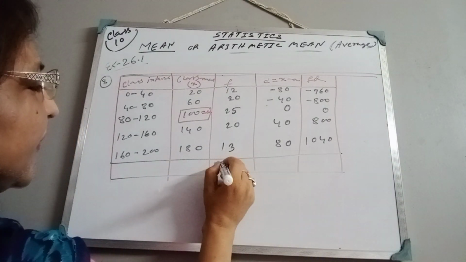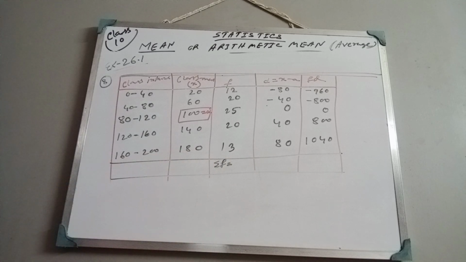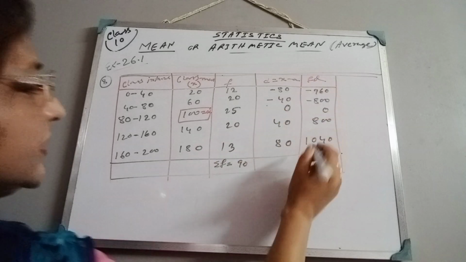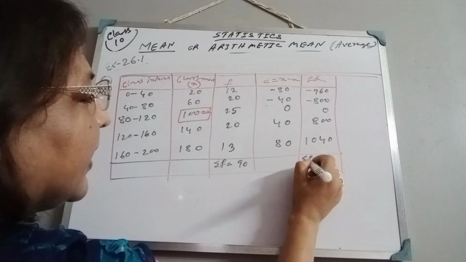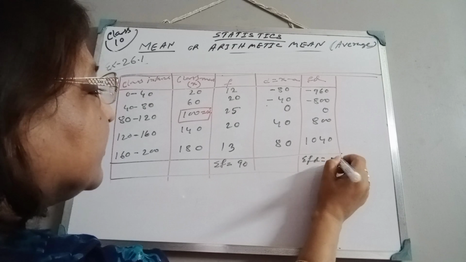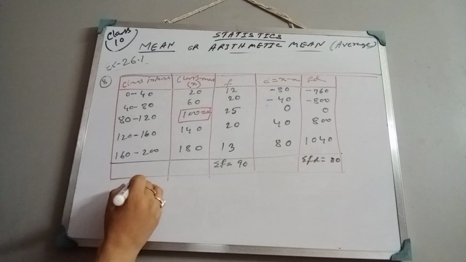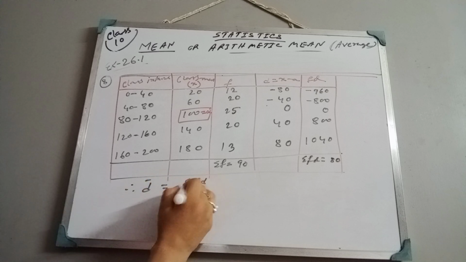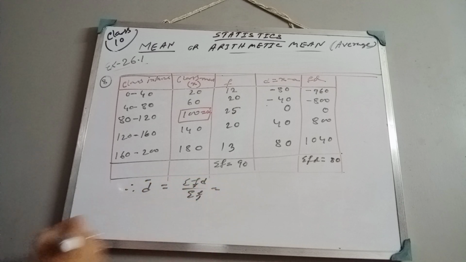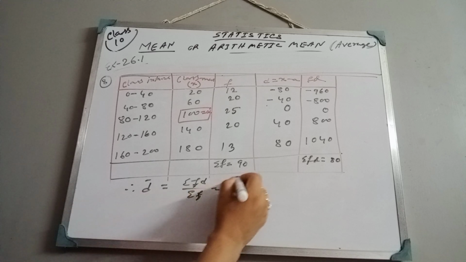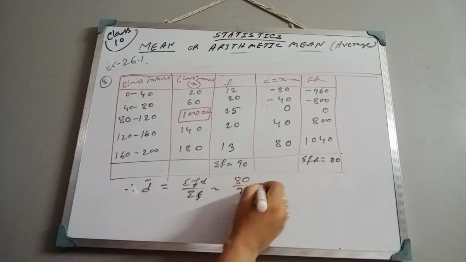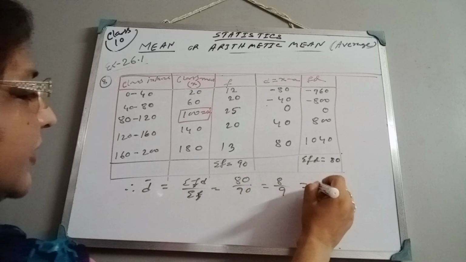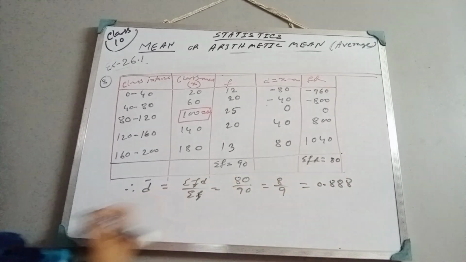Okay. Now first find sigma f. Sigma f is how much? That is equal to 90. Add all this, get 90. And sigma fd, add all this, sigma fd is coming 80. Therefore, at first we have to find d bar, that is sigma fd by sigma f. Sigma fd is 80, sigma f is 90. So it is coming 8 by 9, that gives us 0.888.